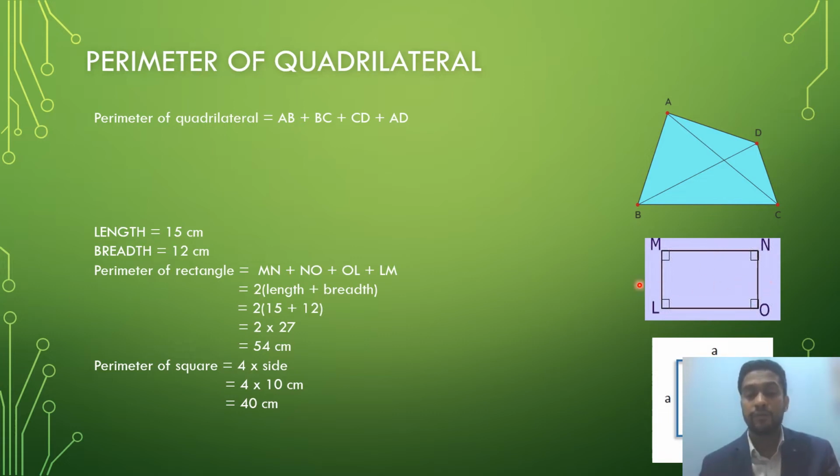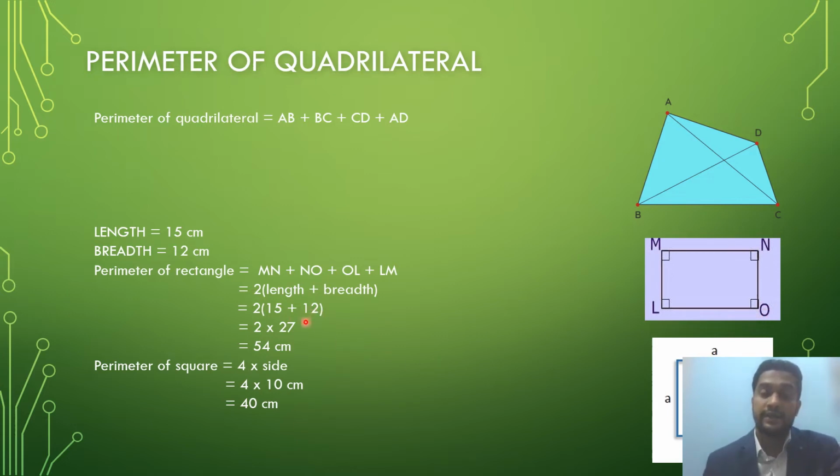So we know that opposite sides are equal. We can write it this way also: 2 times, in a bracket, length plus breadth, because we have 2 lengths and 2 breadths and they are the same. So put in their values, considering that the length is 15 centimeter, that is ML and NO are 15 centimeter, and MN and LO are 12 centimeter.